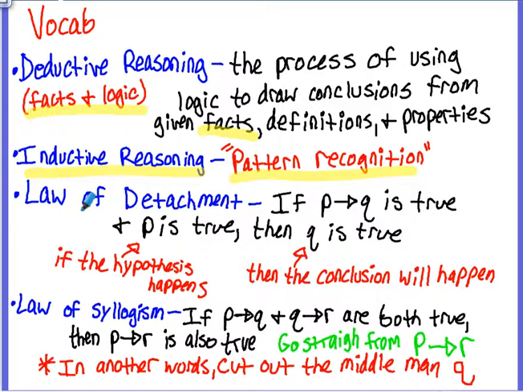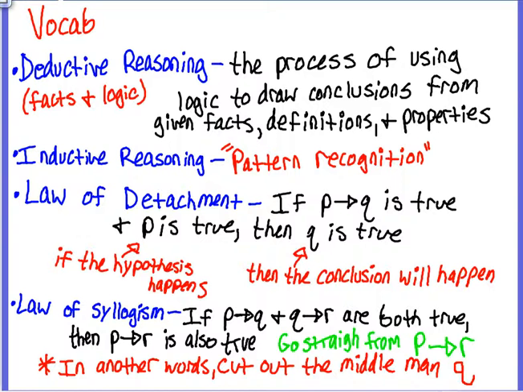So deductive reasoning, the official definition, is the process of using logic to draw conclusions from given facts, definitions, and properties. So just know there's two main types of reasoning. There is inductive reasoning, which is patterns, and there's deductive reasoning, which is facts and logic. This whole video is going to be all about deductive reasoning.